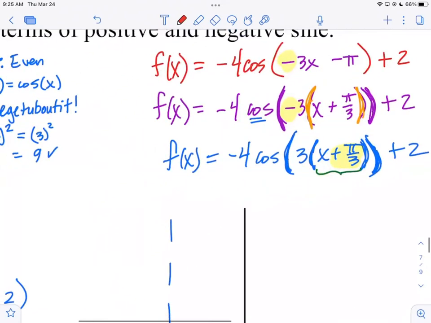Let's come back to our function right here. Whoa, whoa, big red arrow.